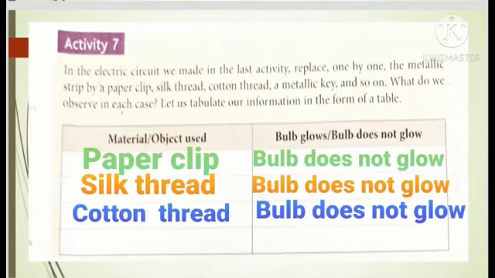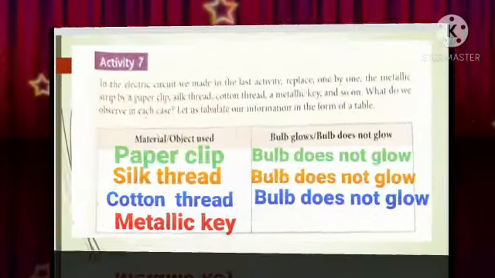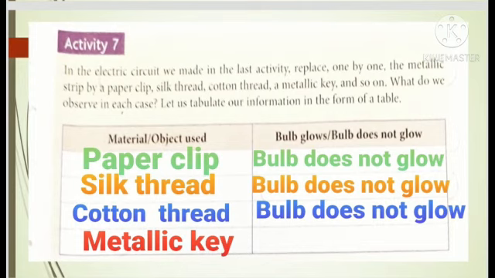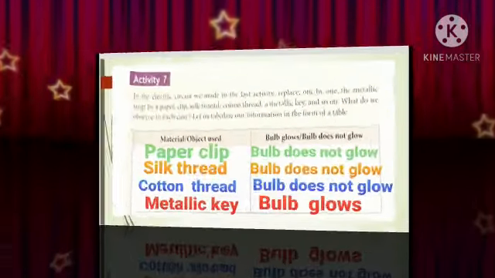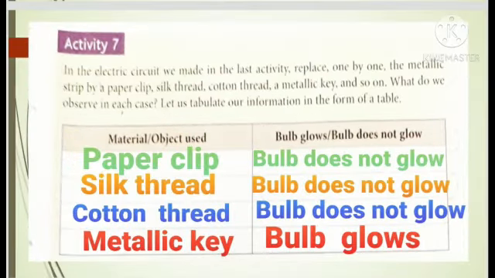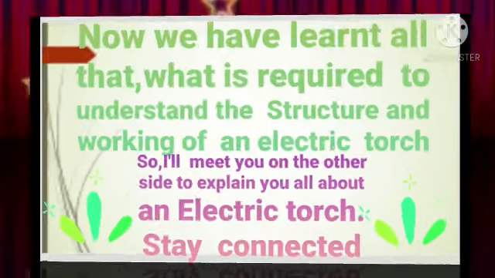But now the last one is there and that is the metallic key. क्या इसमें बल्ब ग्लो करेगा? Yes, the bulb will glow because metals are good conductors of electricity. In this way, dear students, we reach the conclusion.